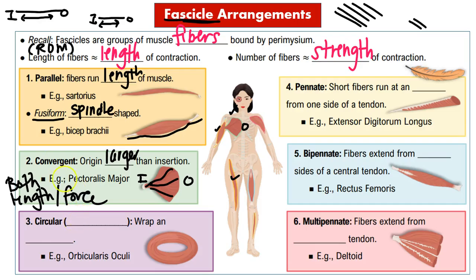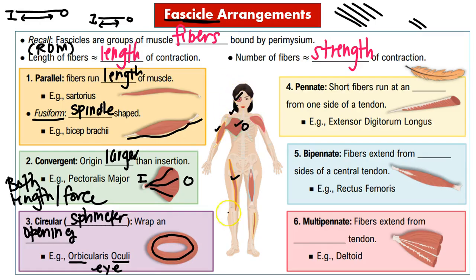Now we have circular, or we can also call these sphincter. Okay, these are going to wrap around an opening in the body. An example here is the orbicularis oculi. That means we're talking about something that's circular around the eye. As you can see, these fibers run in a circle. And of course, there are not many of them, but it's a good amount, right? What's the whole purpose of this? It's fibers that are around the eye, for example.